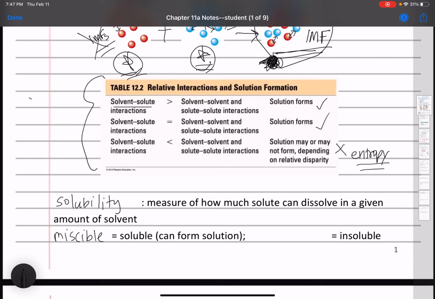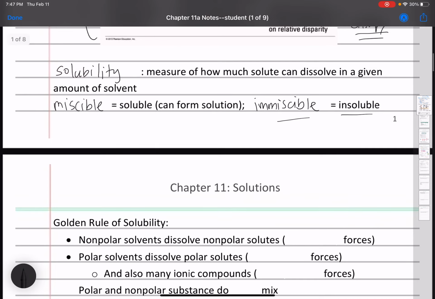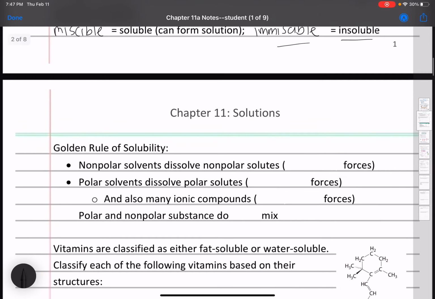So miscible and soluble are synonyms, and immiscible and insoluble are synonyms as well. So just alternate terminology that you might see. When it comes to solubility, for something to be soluble in something else, it usually has to follow this golden rule.